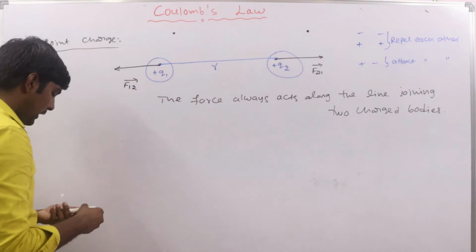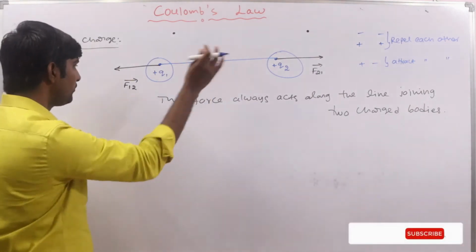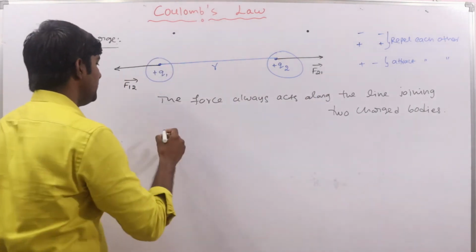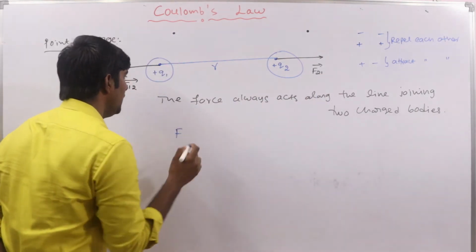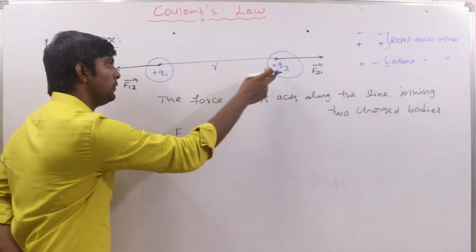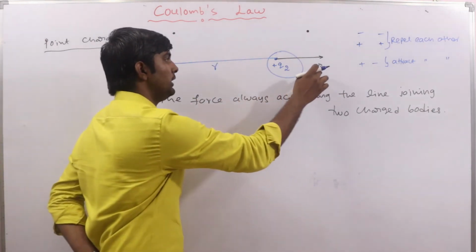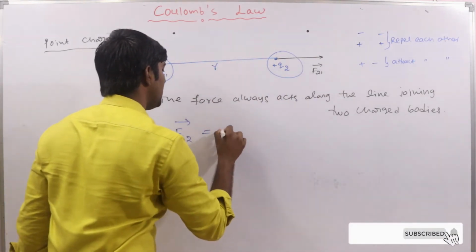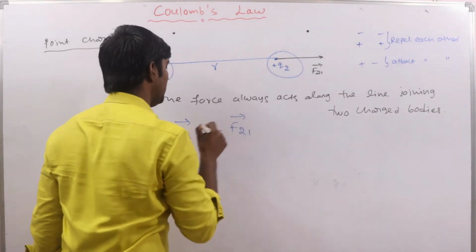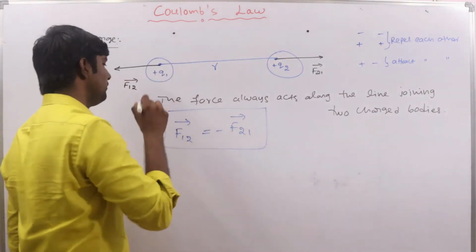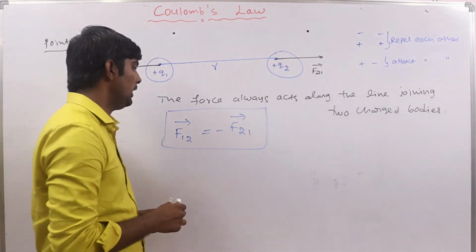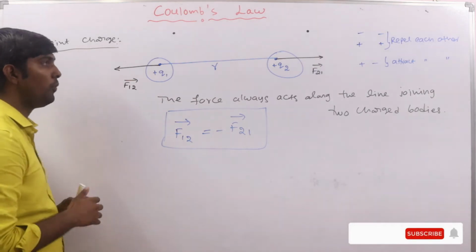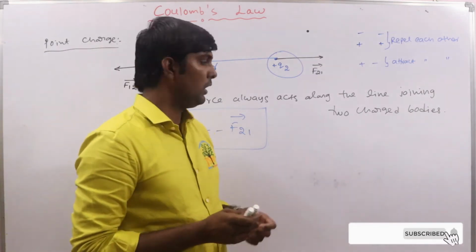Another thing here is that F12 and F21 both have equal magnitude but opposite direction. The force on the first charge due to the second and the force on the second charge due to the first have equal magnitude, only the direction is opposite. Very, very important. Clear? Now, how can we calculate the force?